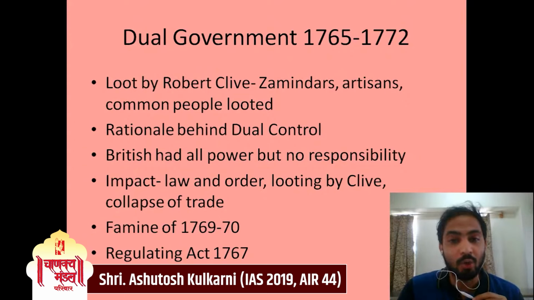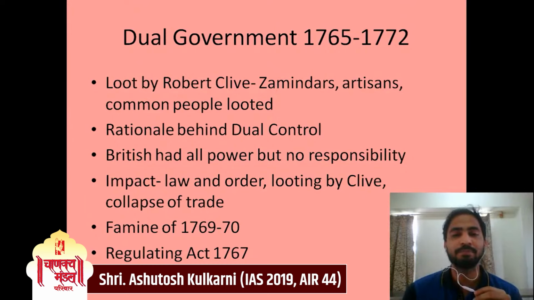So why dual control? What happened is that the British were less in number. I told you the British were hardly a few hundreds or few thousands at most. There were crores of people living in Bengal. So if you suddenly change the government, and the British are ultimately foreigners, and they want any kind of new rule to be set up, there will be resistance from the common people. So there was no point in totally taking over the administration.